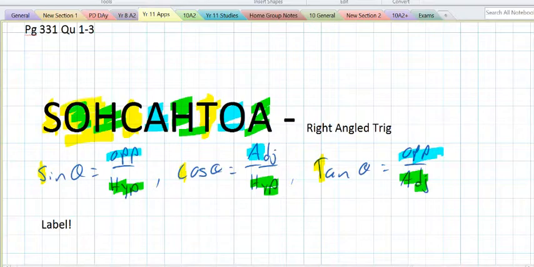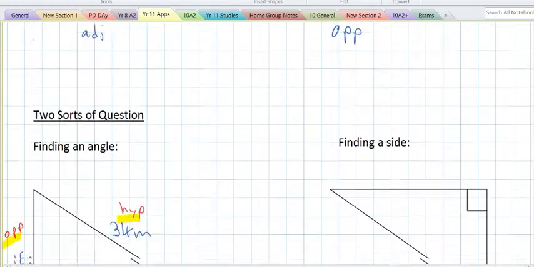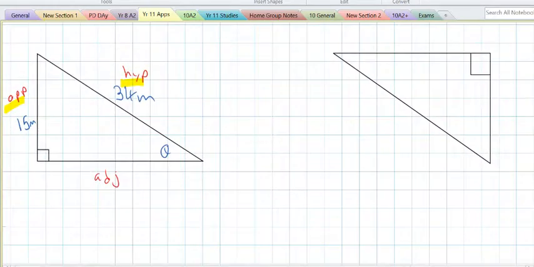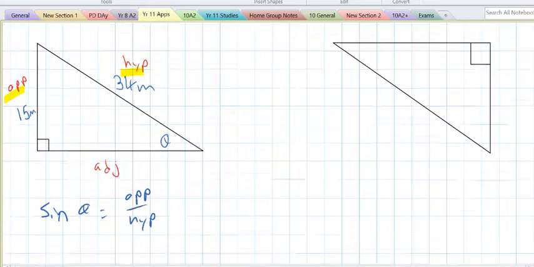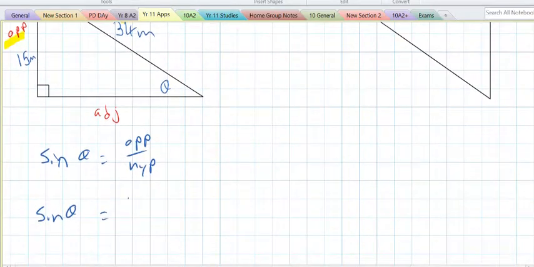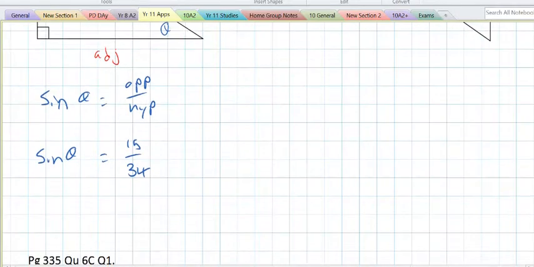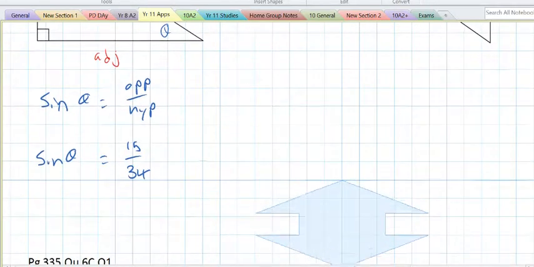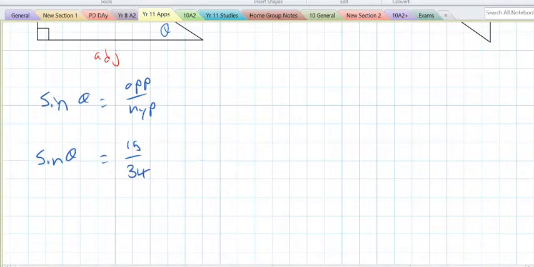Okay? So we label all the sides, see which ones we know, and that will tell us which identity to use. And then we write the identity, that sine theta equals opposite over hypotenuse, and then we substitute in values. Sine theta equals the opposite, 15, over the hypotenuse of 34. Now, do you know how we get sine theta on its own from there?